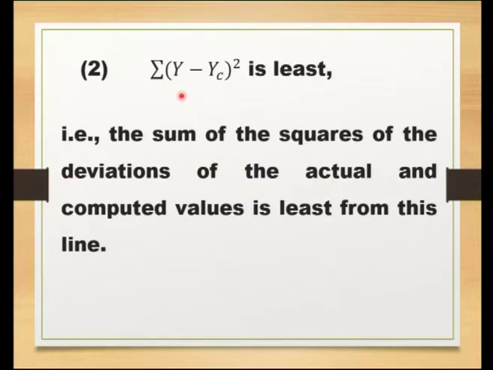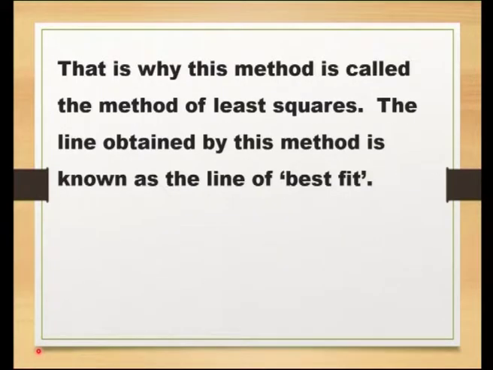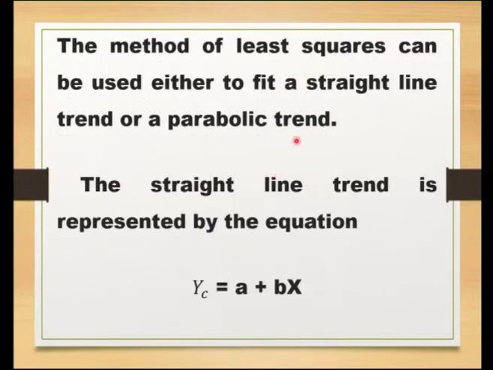The second condition is again the sum of the deviations of the original and the computed values, squared, should be least. That is why it is called the method of least squares. The squares should be least. So, the sum of the squares of the deviations of the actual and computed values is least from the original line. That is why this method is called method of least squares. The line obtained by this method is known as the line of best fit. The method of least squares can be used either to fit a straight line trend or a parabolic trend. Straight line trend means it will be a linear trend, and parabolic trend is a non-linear trend.